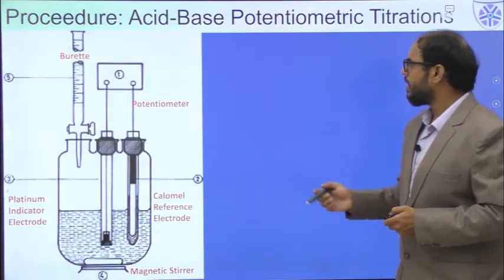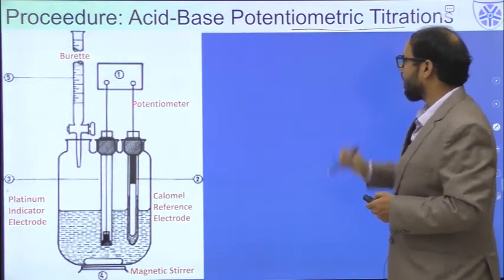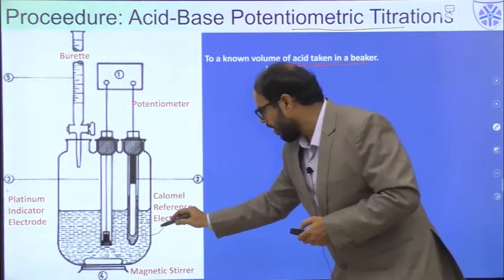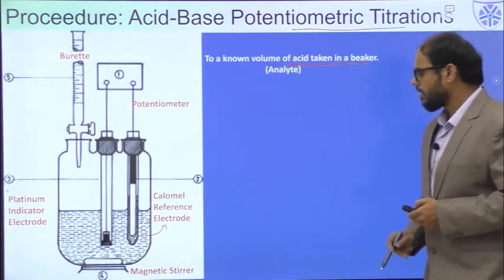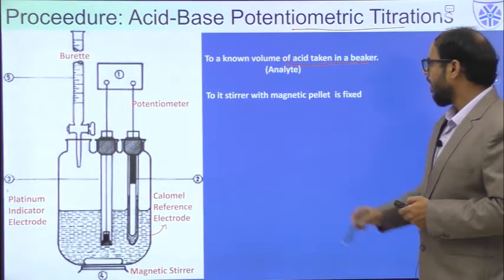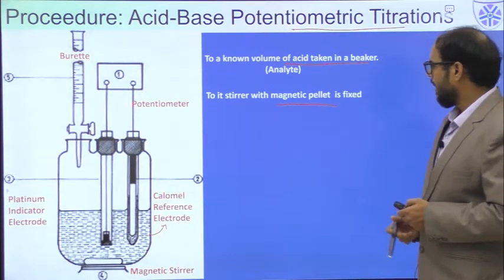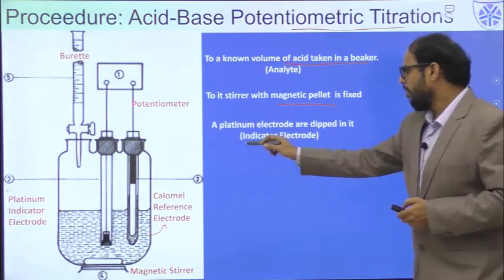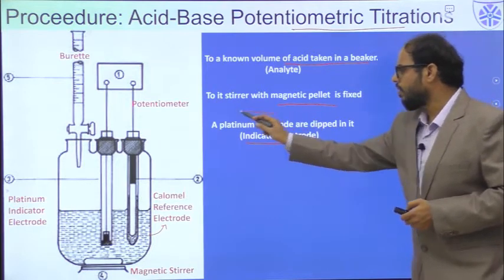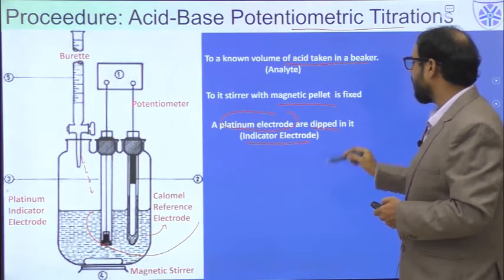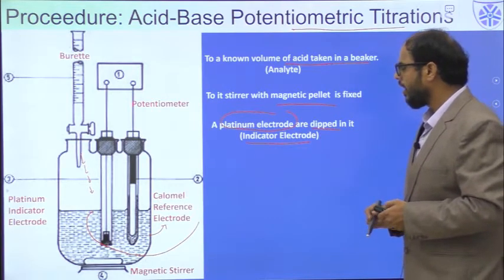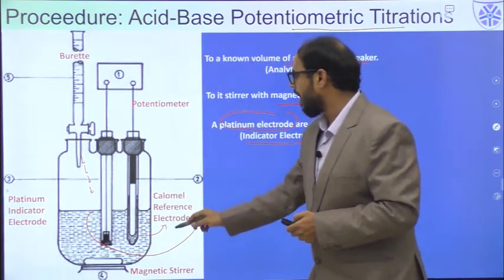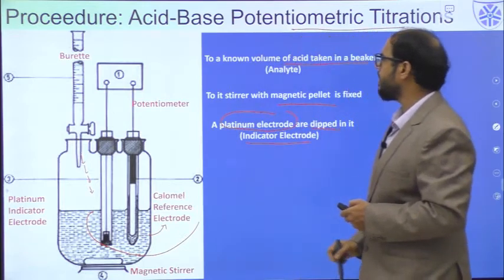Let us try to understand the procedure for an acid-base potentiometric titration. We require a known volume of acid in a beaker. The analyte which we are going to take has to be in a beaker, and we just have to connect a magnetic bead with a magnetic stirrer so that there is uniform mixing while adding the titrant. And we also require an indicator electrode, which is nothing but a platinum electrode, and this platinum electrode is going to measure the electrode potential of the analyte when titrant is added drop by drop.